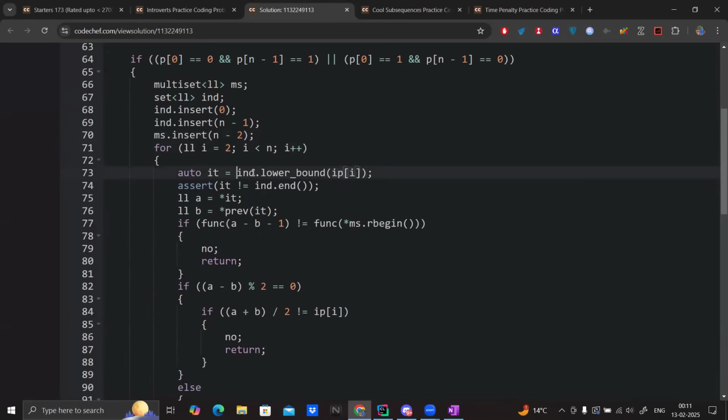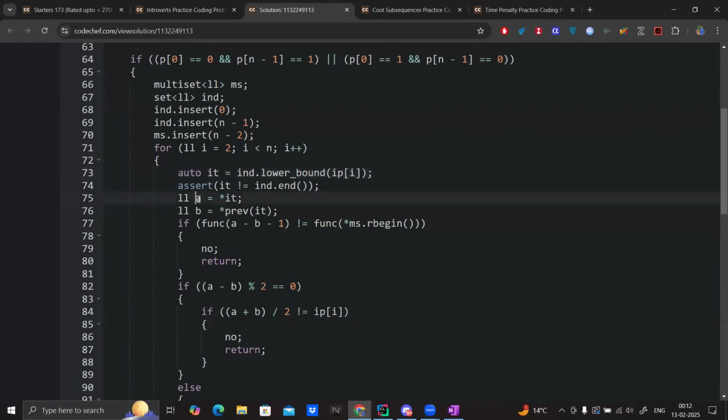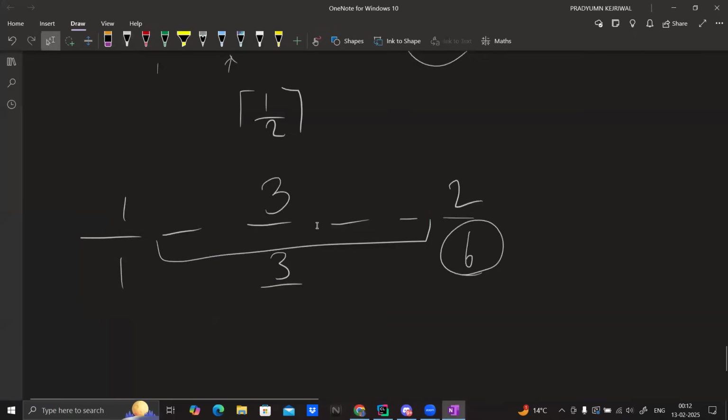So I found the lower bound in the index set of the current index that the person came to. Let's say 3 came here. Then I am finding the lower bound: 3 came on index 3, and the indices we have in the set are 1 and 6. So the lower bound of 3 is 6. So it = lower_bound, a = *it, that means the 6, and b = *prev(it), that means the 1. So basically the current index is in the segment (b, a), right?